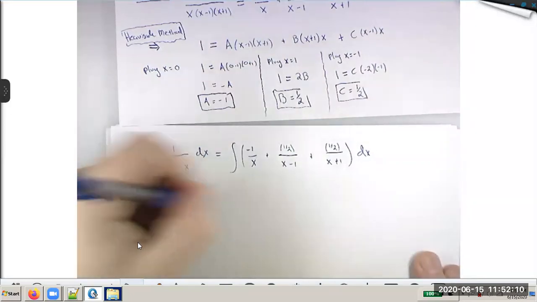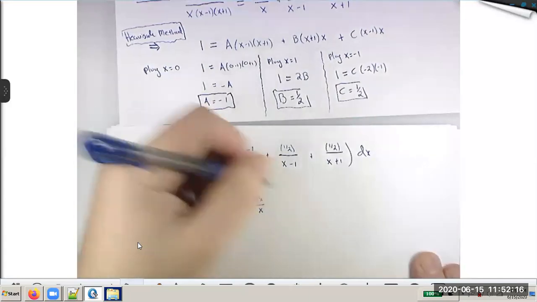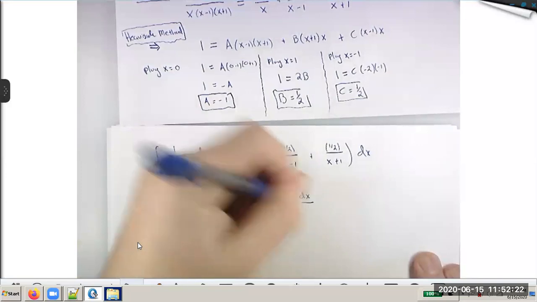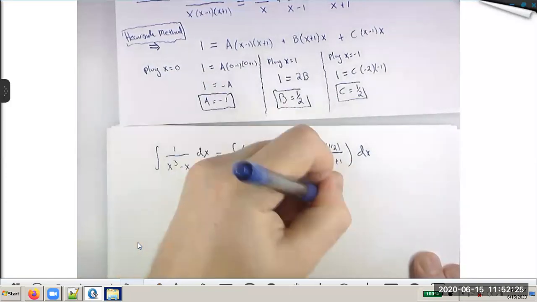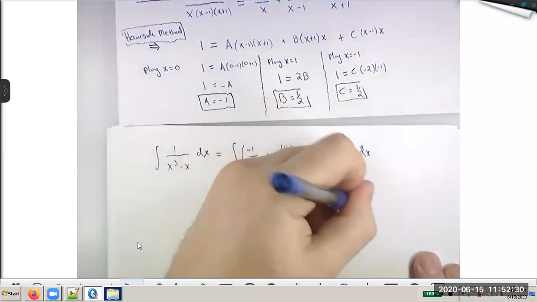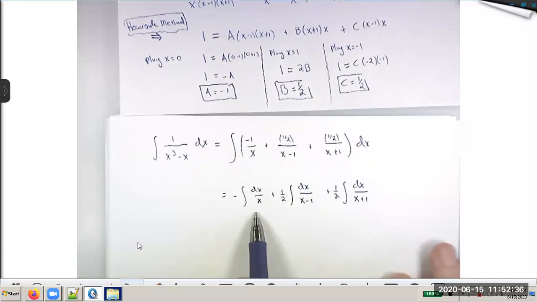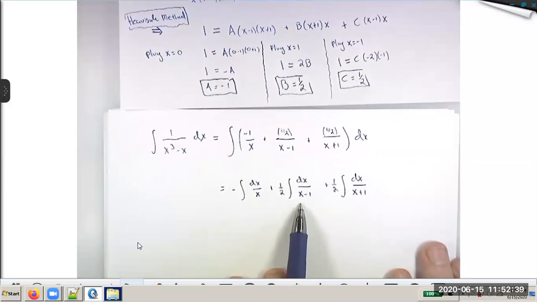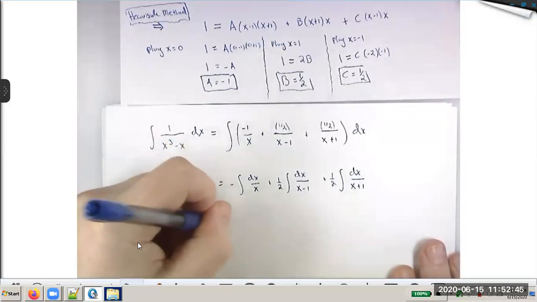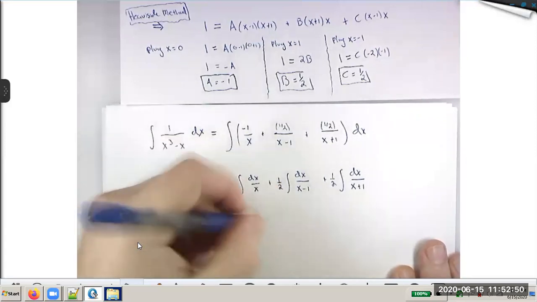So that first guy, that's negative integral dx over x. The second guy is plus 1/2 integral dx over x minus 1. And this last guy is plus 1/2 integral dx over x plus 1. This first integral is straight up natural log. This guy requires a little u substitution, and then he will become a natural log. And this guy also requires a little u substitution, and he will become a natural log. Since those are tiny little substitutions, ones where du is equal to dx, I'm not even going to bother writing them.